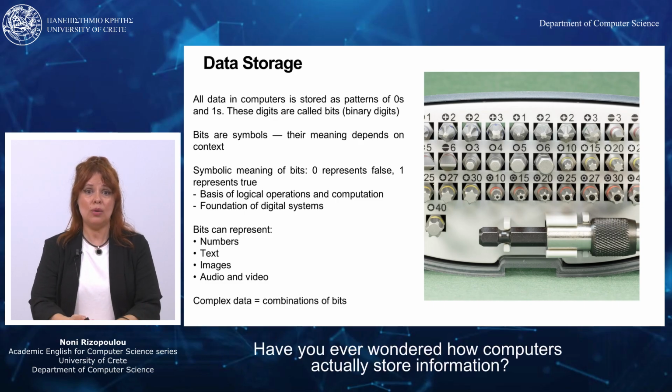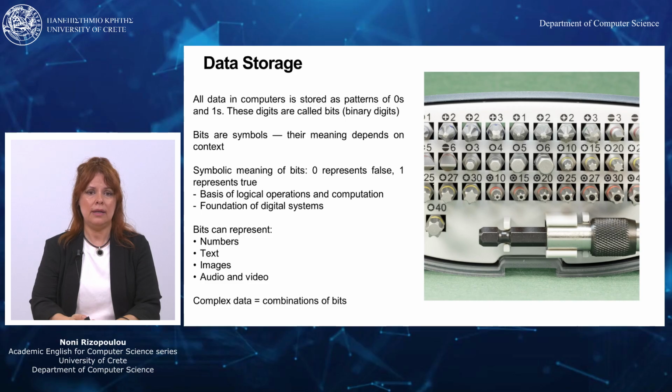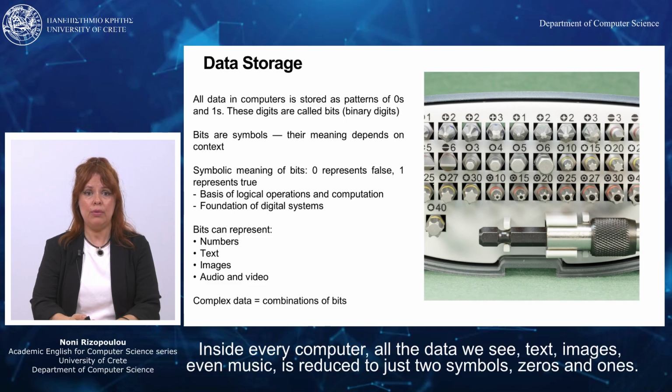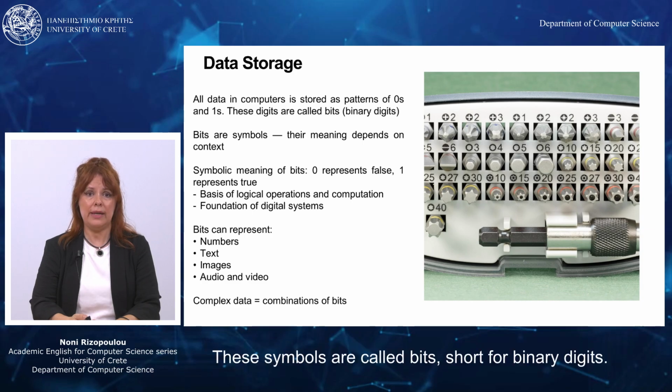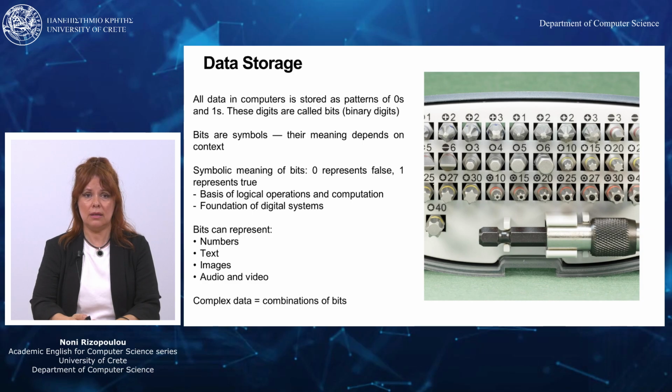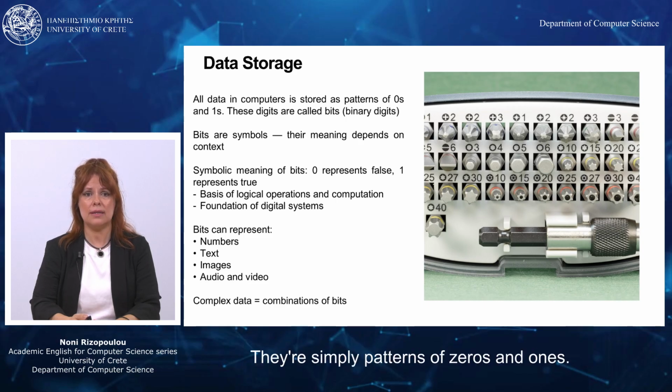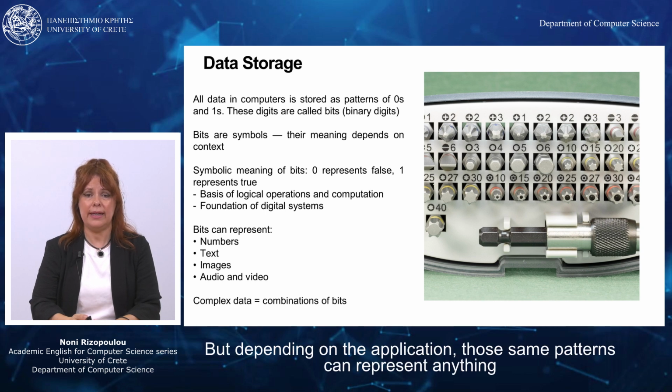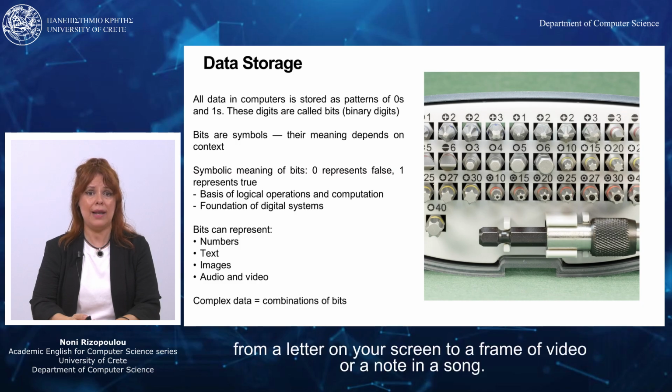Have you ever wondered how computers actually store information? Inside every computer, all the data we see, text, images, even music, is reduced to just two symbols, zeros and ones. These symbols are called bits, short for binary digits. On their own, bits don't mean much. They're simply patterns of zeros and ones. But depending on the application, those same patterns can represent anything, from a letter on your screen to a frame of video or a note in a song.